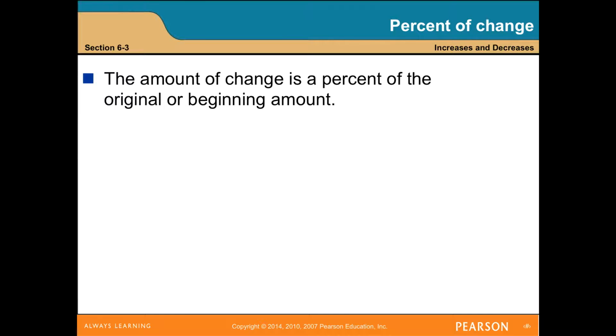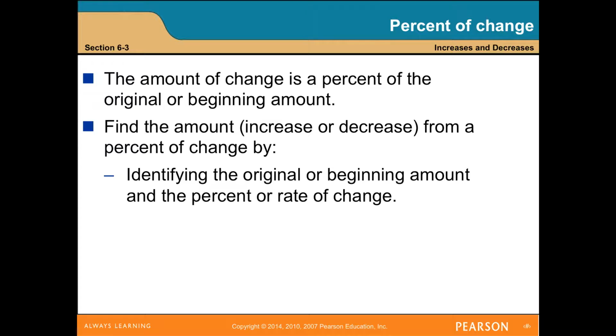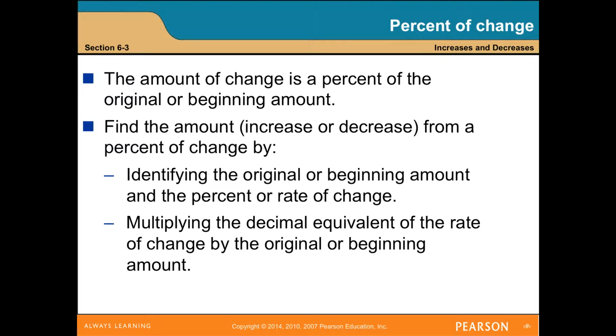The amount of change is a percent of the original or beginning amount. Find the amount of increase or decrease from a percent of change by identifying the original or beginning amount and the percent or rate of change, multiplying the decimal equivalent of the rate of change by the original or beginning amount.